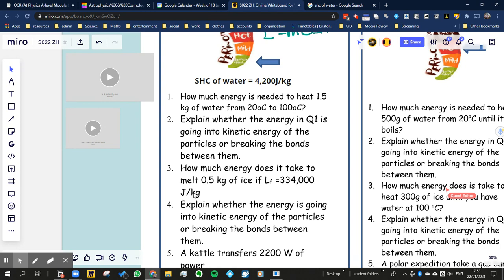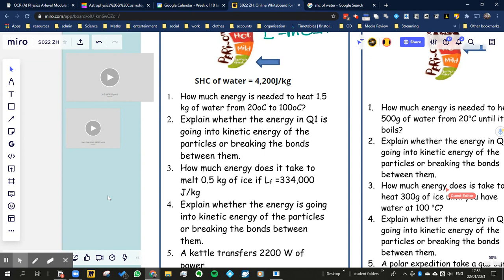What it's saying is that 334,000 joules would be needed to melt a kilogram of ice. So that's the specific latent heat there. Now, when you are melting or boiling something, the temperature does not change.